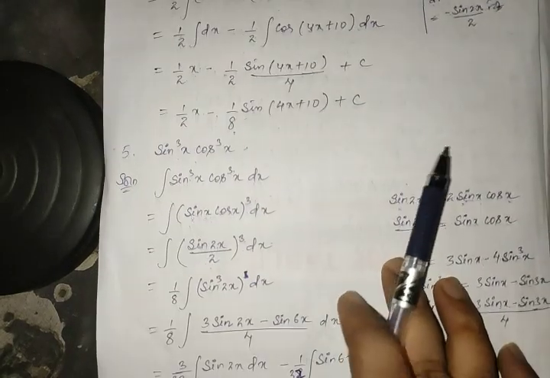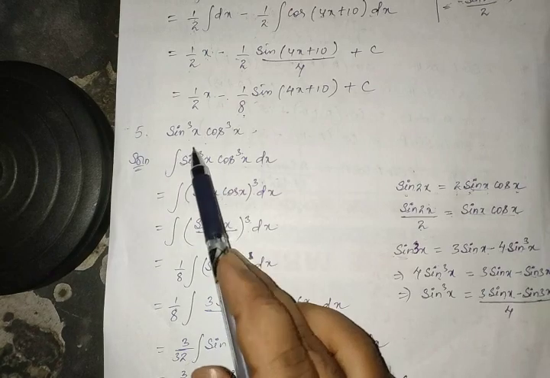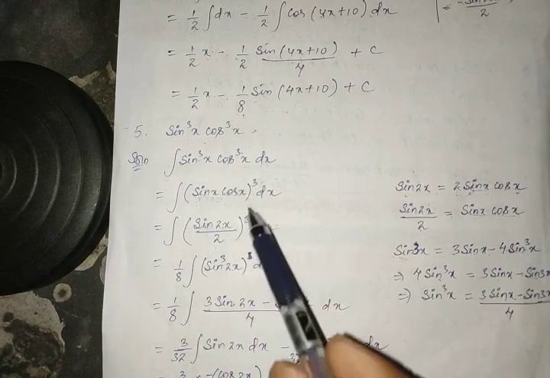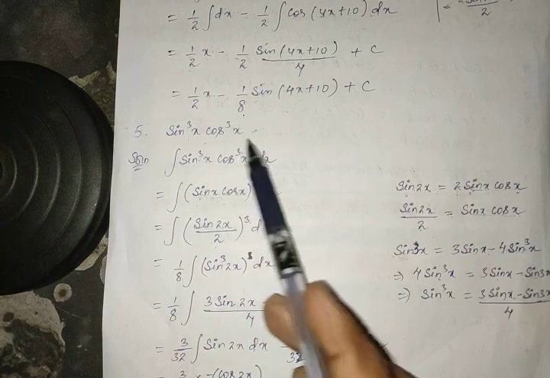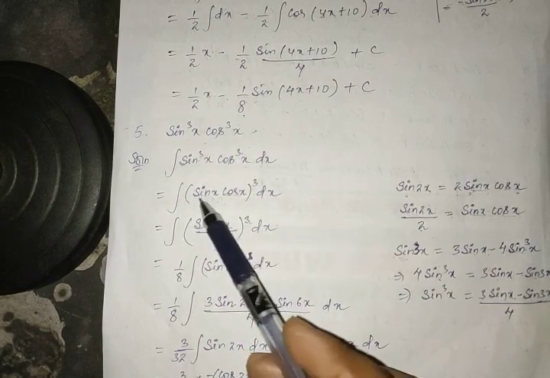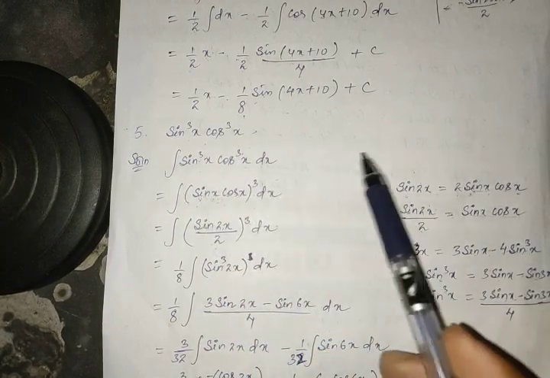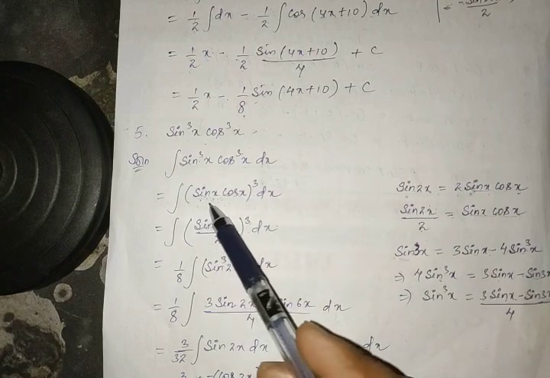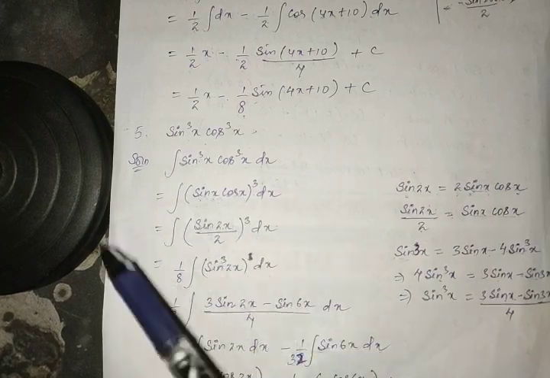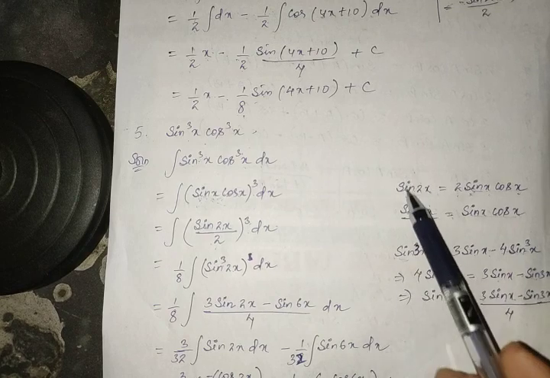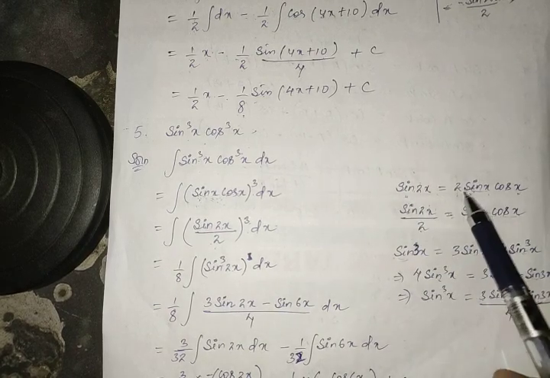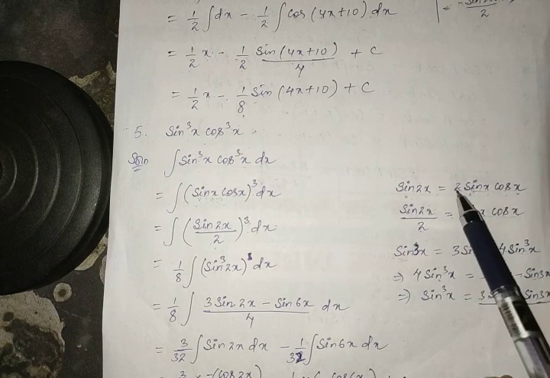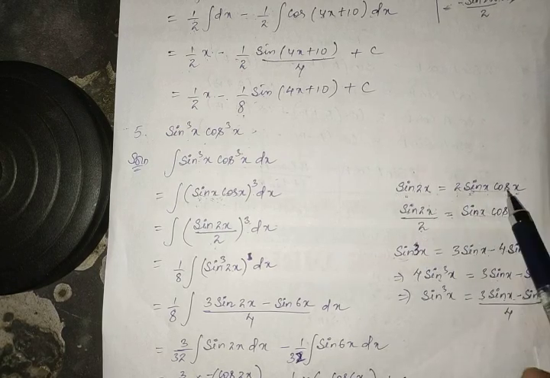Now let us do number 5. Sine cube x cos cube x. Here also we have to integrate this function. As you can see the powers are same, right? So you can write it together, (sine x cos x) whole cube. Now we have a formula for sine x cos x. See here, we have a formula for sine 2x, that is equal to 2 sine x cos x. So from here we'll get the formula of sin x cos x.